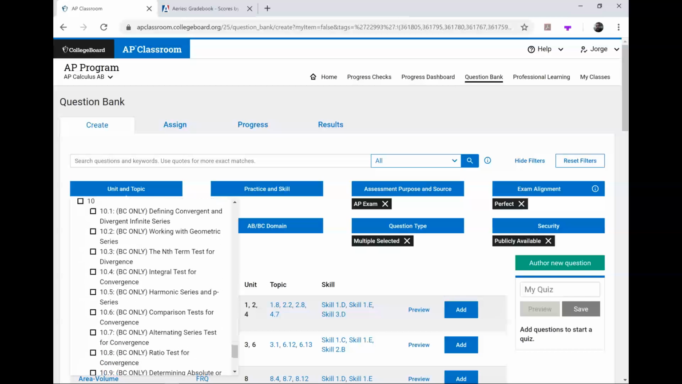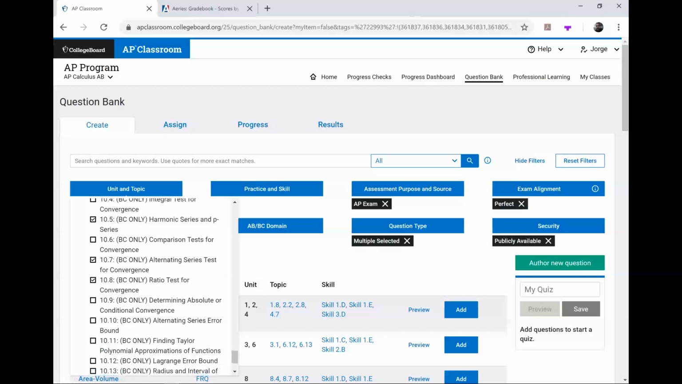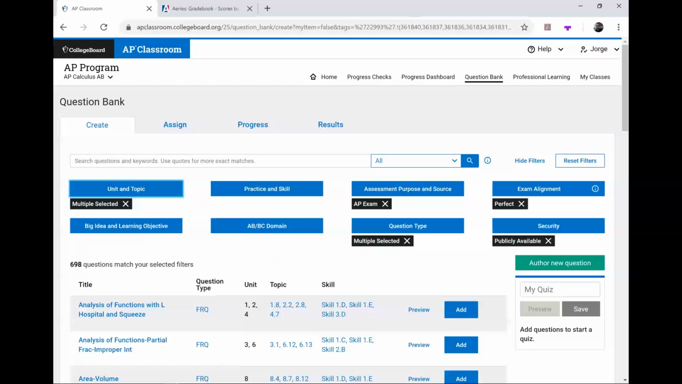And they said 10.2, 10.5, 10.7, 10.8, and 10.11. So we are going to include those extra 5 topics in Unit 10 and all of the topics in Unit 8. Notice how your total number of questions went from 524 to 698.